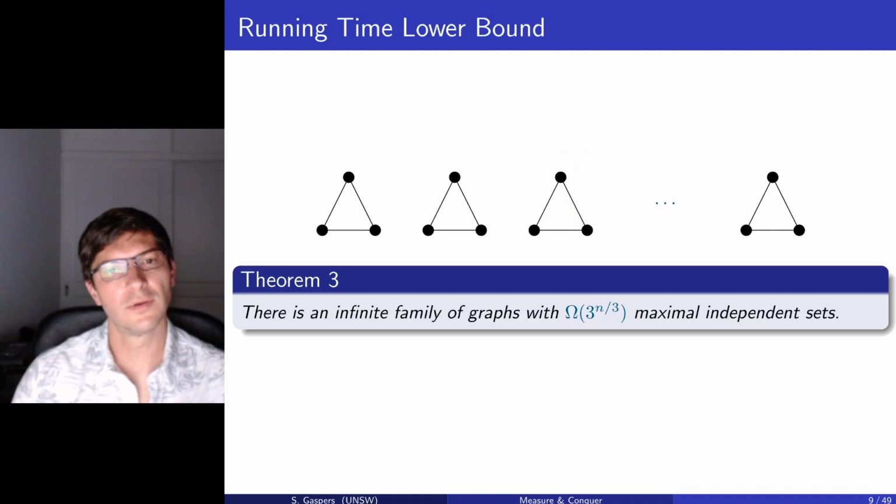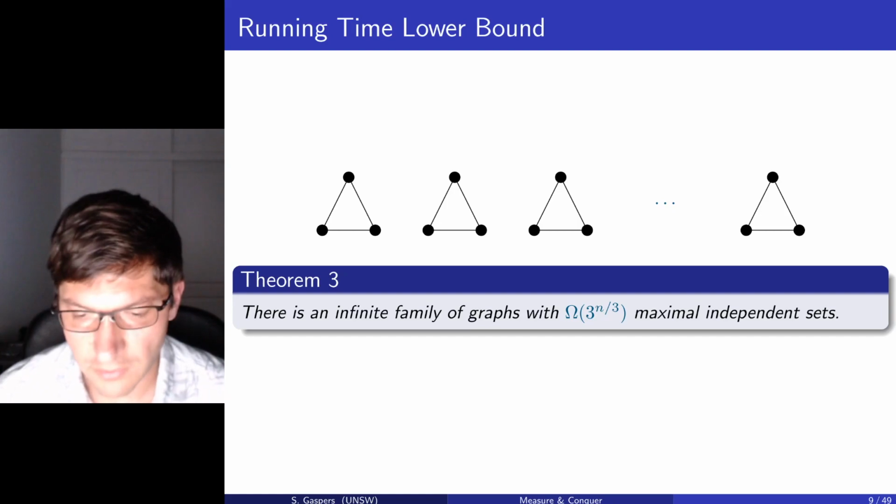Okay, so this is an upper bound on the running time, but how tight is this upper bound on the running time? Could we improve it just by refining the analysis a little bit? And it turns out that this is not the case, because there are actually graphs that have this many maximal independent sets. And therefore, since our algorithm needs to output each of these maximal independent sets, it cannot run faster than 3 to the n thirds.